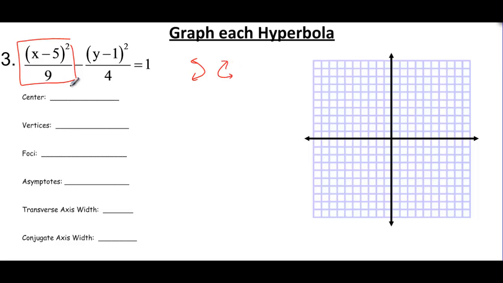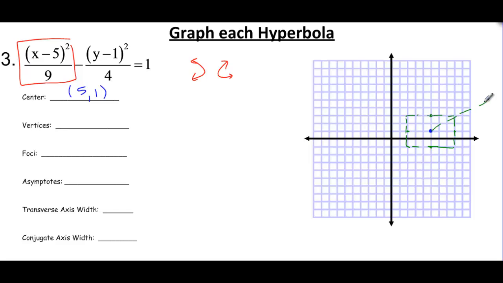My center happens to be 5, 1. And then again, go to draw the box. I'm going to go left and right 3, and then up and down 2. Okay, so draw in your rectangle.